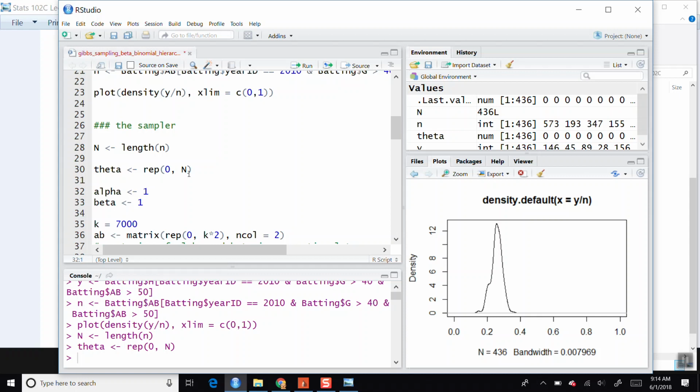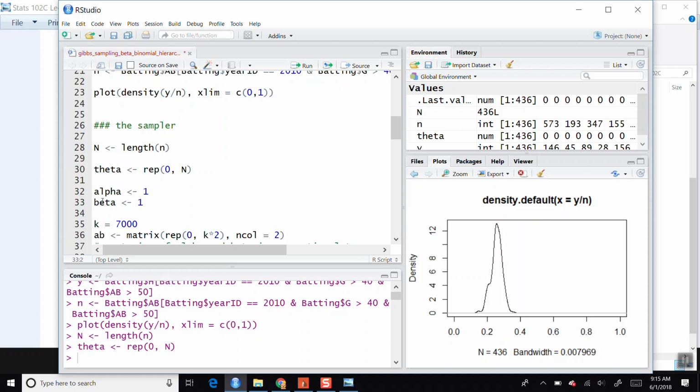The only thing that gives us an indication of their batting average is their actual performance in baseball. We see how many times they went to bat and how many times they got a hit. So there are 436 different theta values that we have to estimate, and that's going to be right here in theta. And then I'm going to arbitrarily start off with alpha and beta equal to 1.